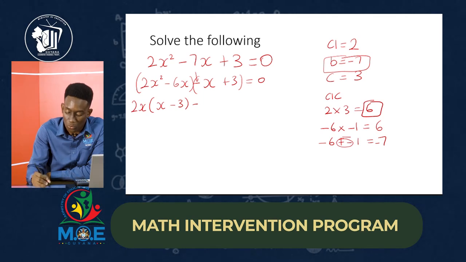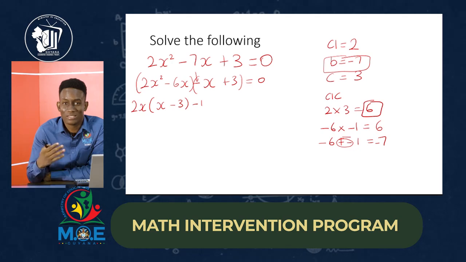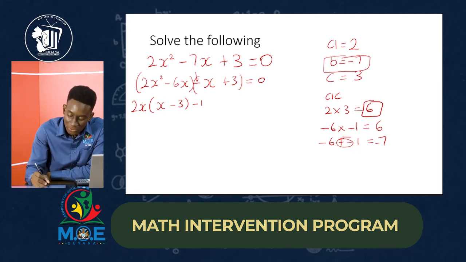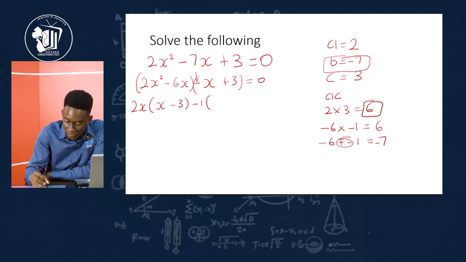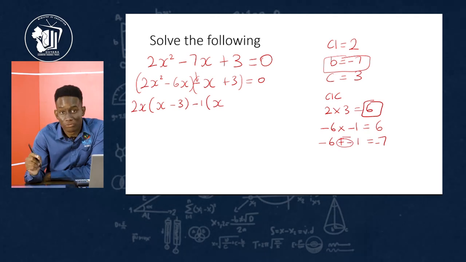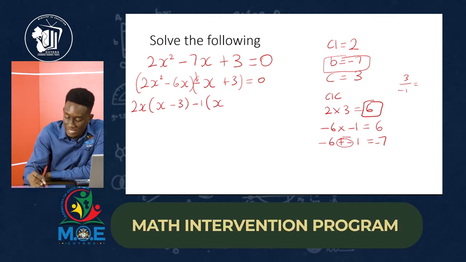So we factor out 1, because 1 is the highest common factor between those two, since they had nothing else in common. So we factor out the negative 1 from the first term. When we factor out negative 1 from negative x, we're left with positive x. And when we factor out negative 1 from positive 3, we're left with 3 divided by negative 1, which will give us a negative 3. So we're left with minus 3, and that is equal to 0.